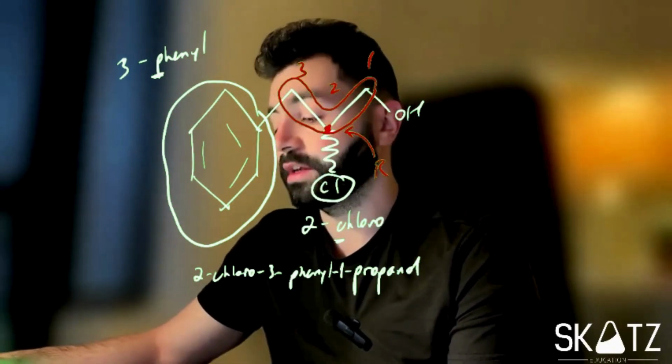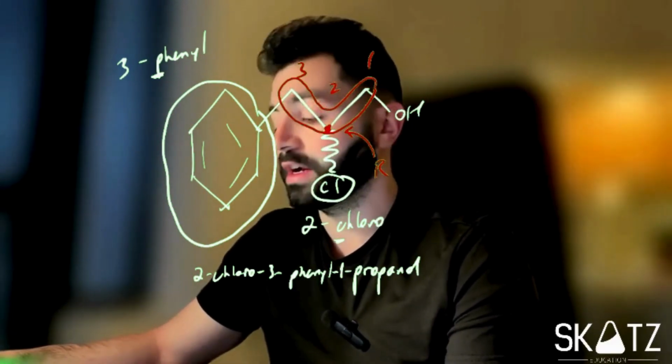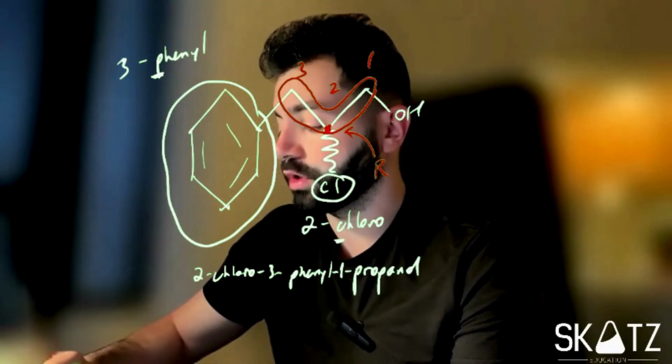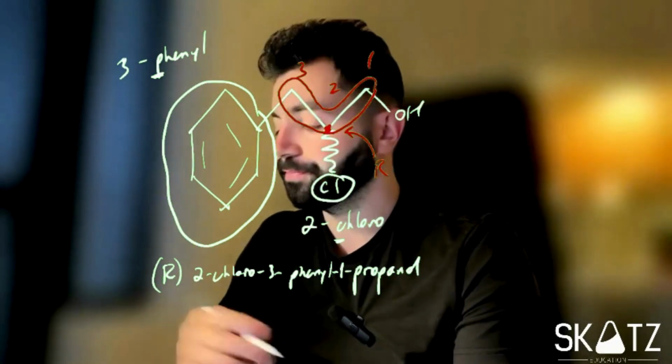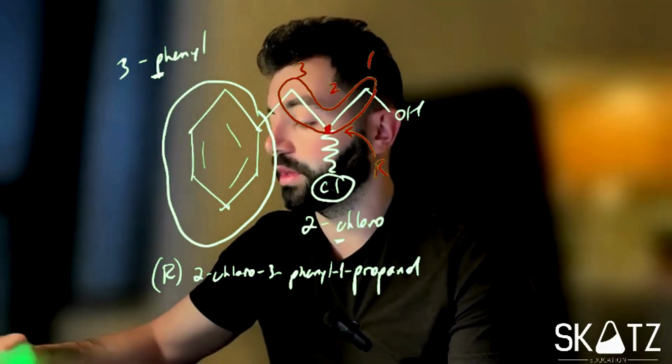Now we can't forget about the chirality, right? And so we have a chiral center that is R. So you just put an R in parentheses ahead of the entire name of the compound. And that's how you name this compound with a chiral center.